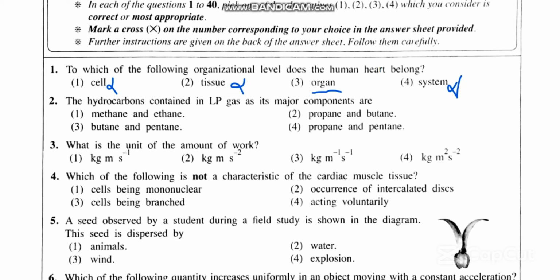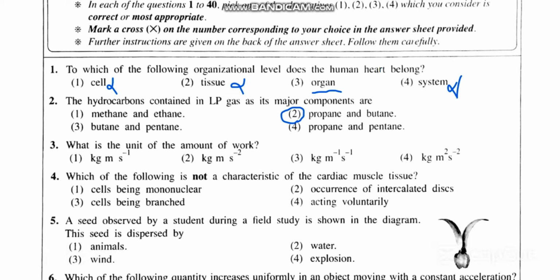So you should have general knowledge also. For this you don't need science knowledge. If you are a good watcher and aware of things happening around you, you can answer this question. It's propane and butane. Even on the LP gas cylinder, if you have observed, they have put the percentages also.